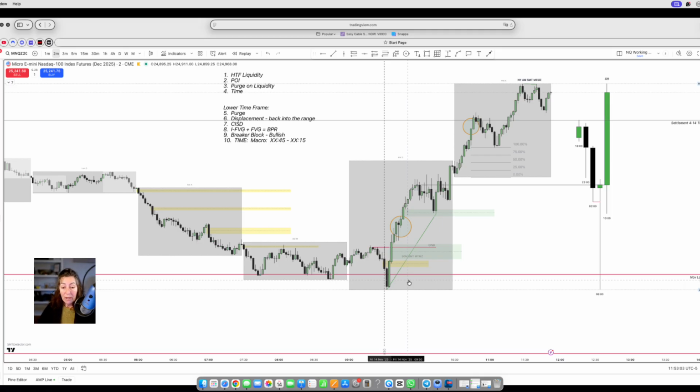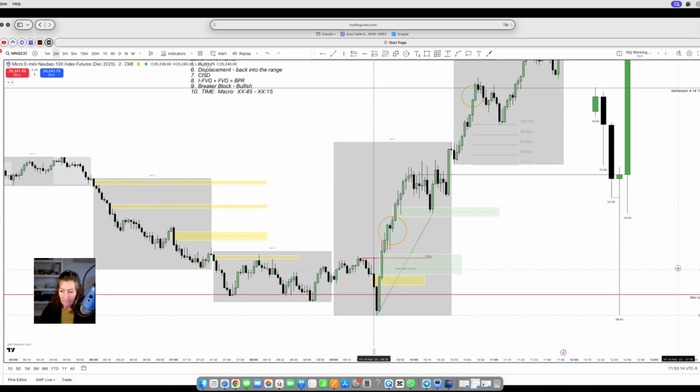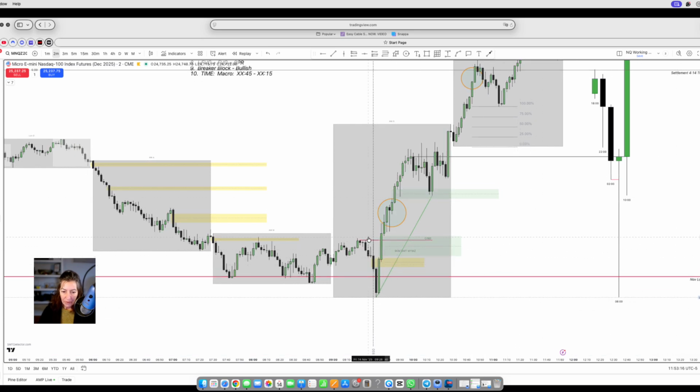It wants to move quickly, and it's got somewhere to go. It's probably going on vacation or something. So we've got displacement, check, check. Do we have an inverted fair value gap? Well, let's look for change in the state of delivery first.